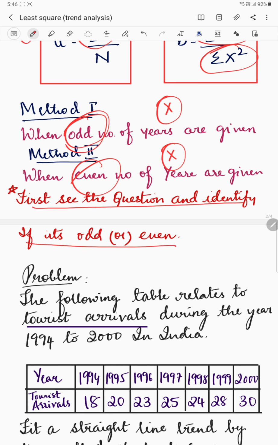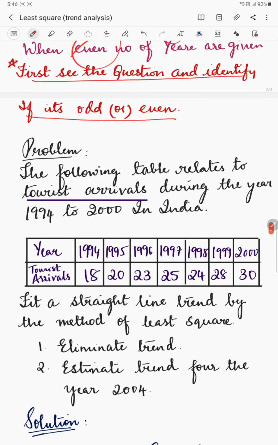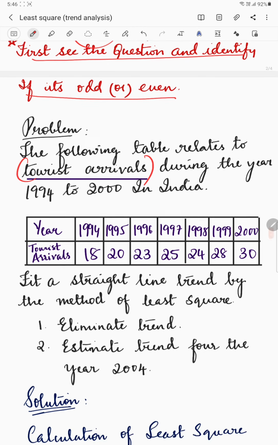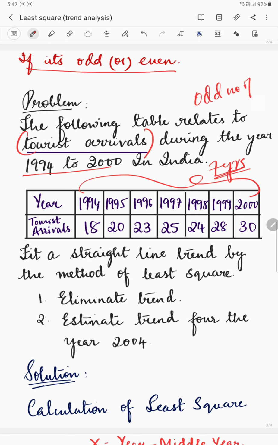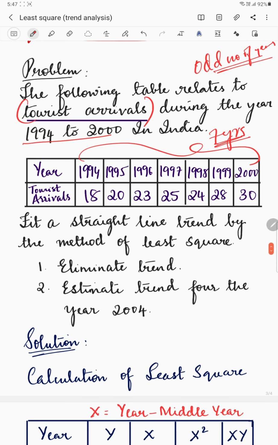Okay, so let's solve one problem. The following table relates to tourists' arrivals during the years 1994 to 2000 in India. So he has given 1994 to 2000. So how many years is it? 1, 2, 3, 4, 5, 6, 7. 7 years. So this is a case where an odd number of years is given. Okay, remember that. Then fit a straight line trend.